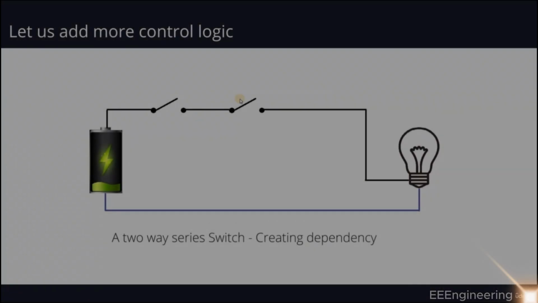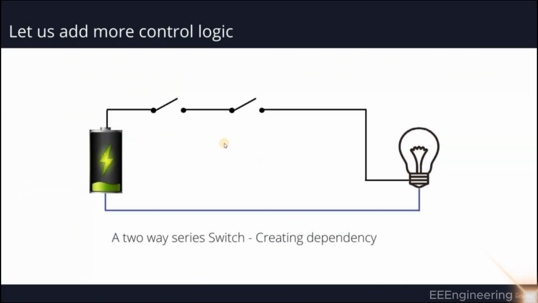Unlike the parallel case, the series circuit creates some dependency. So switch 1 cannot be conducting unless switch 2 is conducting. This needs to be closed in order for this to close and also conduct current. So this is the most basic form of control logic.